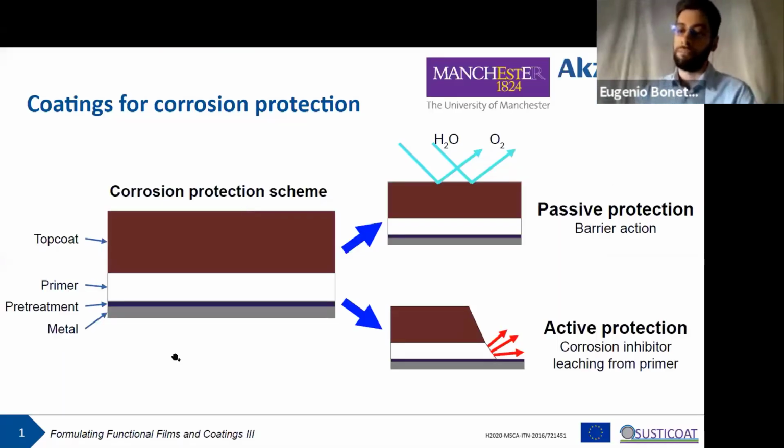Corrosion protection is commonly provided through the application of a protection scheme on the surface of a metal. The scheme is made of several different layers, including a pre-treatment on the metal surface, and then various organic layers or organic coatings. The scheme provides both a passive protection, acting like a barrier between the metal and the environment, but also active protection through the release of corrosion inhibitors from the primer layer.